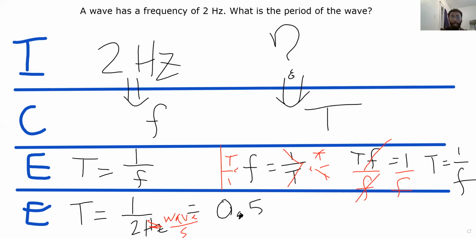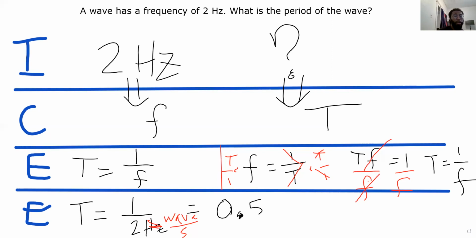Now, when we're figuring out the final unit, we've got to know a special rule. So the rule tells us that when we have a fraction in the denominator, we can move it to the numerator. You just have to take the reciprocal of the fraction. So let me repeat that. When we have a fraction in the denominator, we can move it to the numerator. We just have to take its reciprocal. So that means we have to flip it.